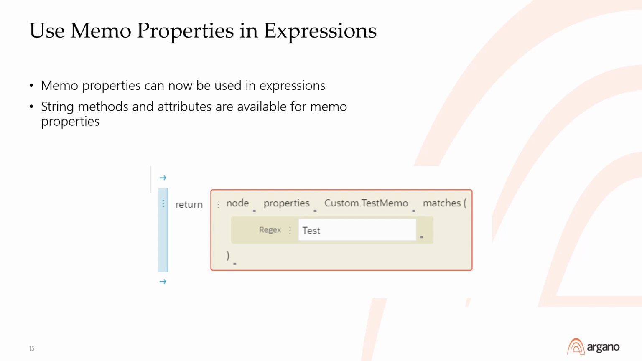Memo data type properties can be used in expressions for derived properties, property transformations, custom validations, policy filters, extract filters, and subscription filters. String methods and attributes are available for memo properties in an expression.